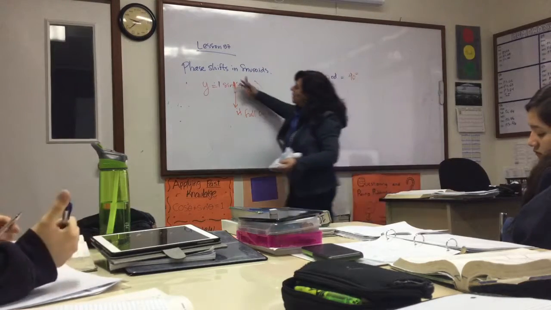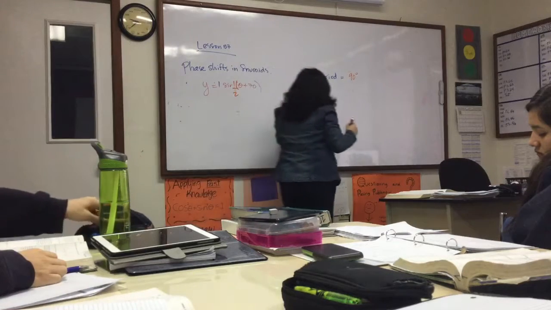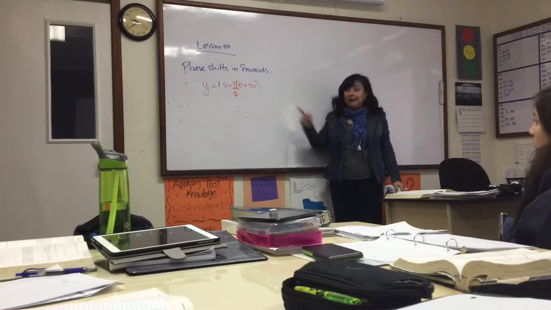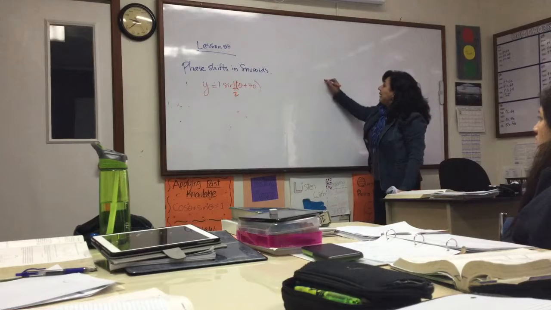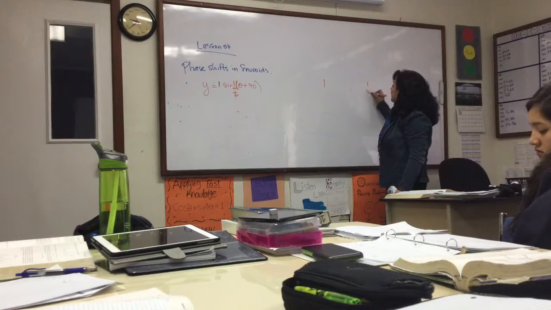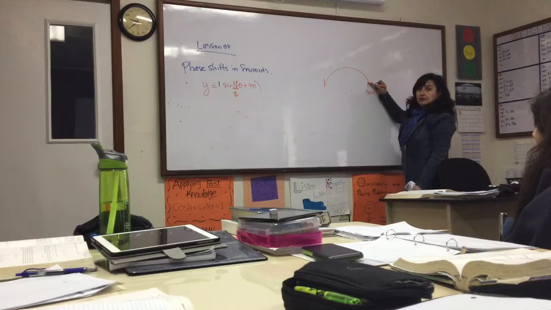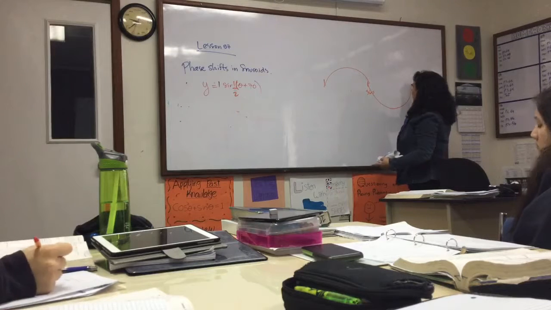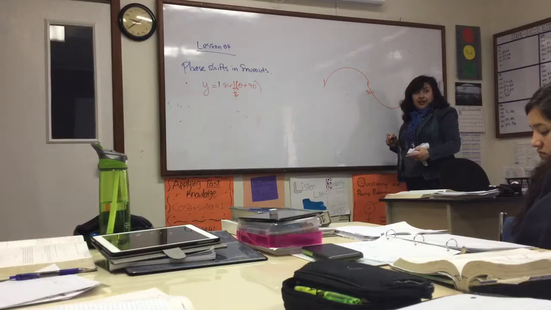But what if I put 1/2? Repeat the other one. If I put 1/2, the period is 720. Because by the time I get to 360, I'll only have half of it. It's telling me I only have half in 360. So I need the other half. It has to be 720. Do you see that?